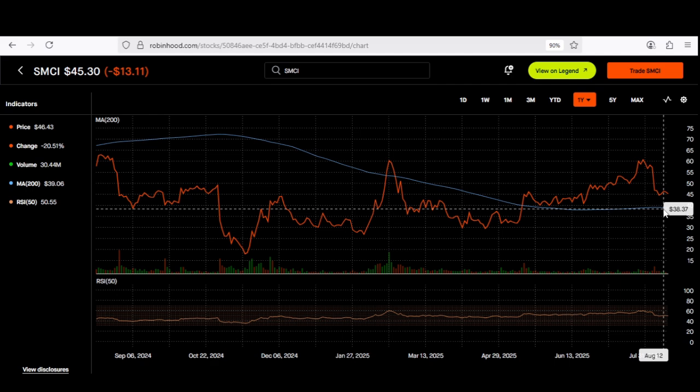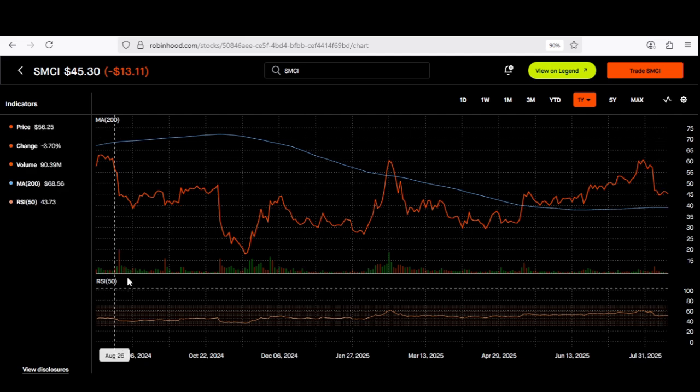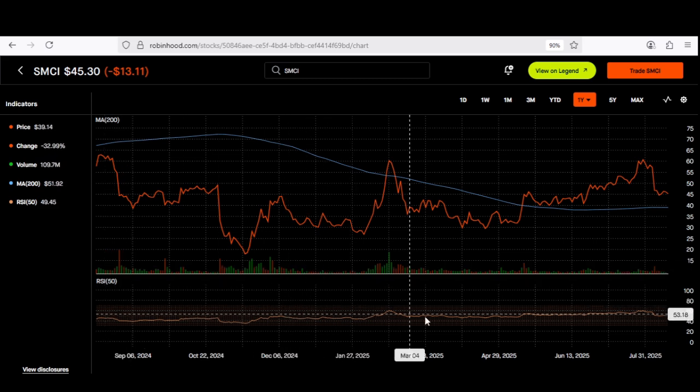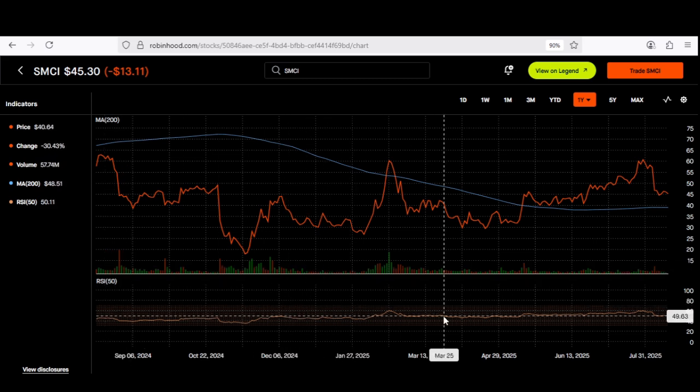Indicator number two that's going to help you make a decision in order for you to start trading for cash flow is going to be your relative strength index, or your RSI. Your RSI is down here, and this is what's known as a momentum indicator.